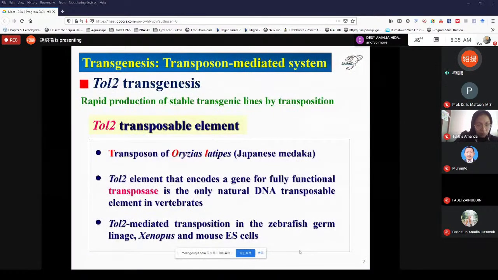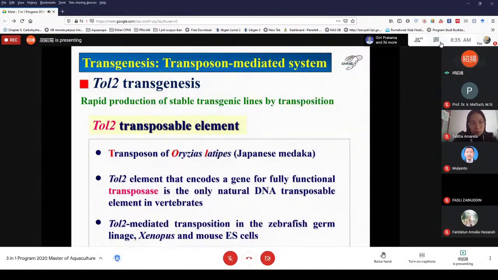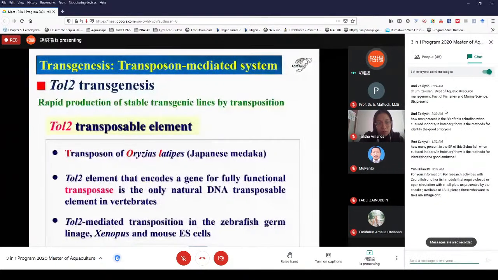But in 2004, Japanese scientists, I forget the names, established the Tol2 transposon system. So here I introduce the Tol2 transposon system. Because this transposon system was established, it's quite easy to establish transgenic lines.